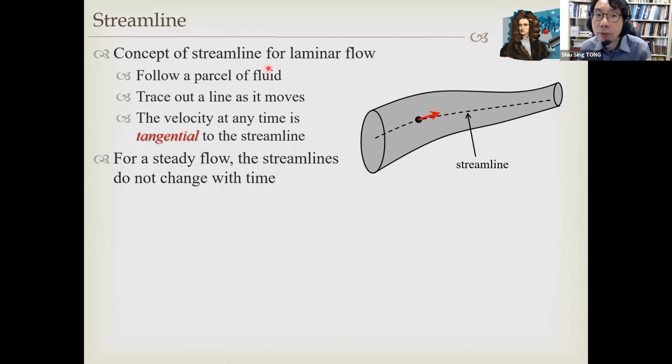For steady flow or laminar flow, so-called laminar flow because the fluid flows in layers for steady flow. So that's why it's also called laminar flow. For steady flow or laminar flow, the streamlines do not change with time, because the velocity of flow always takes on a particular value at a certain position. Okay.